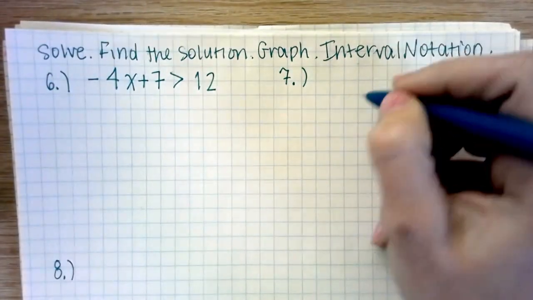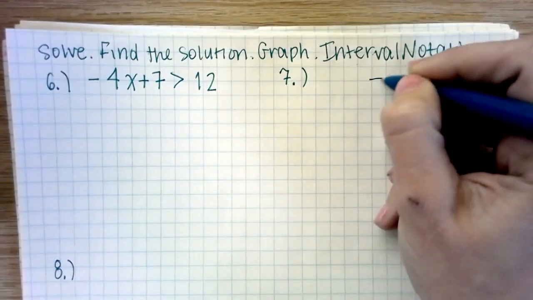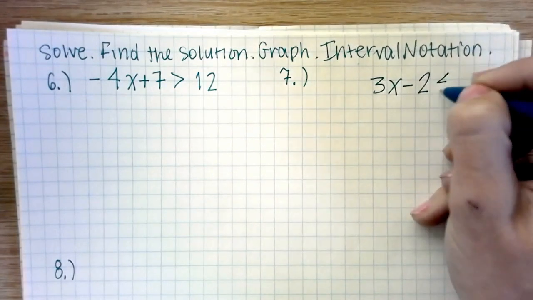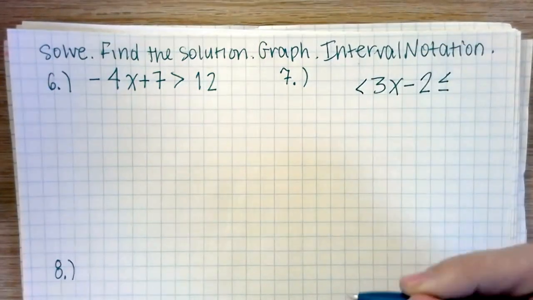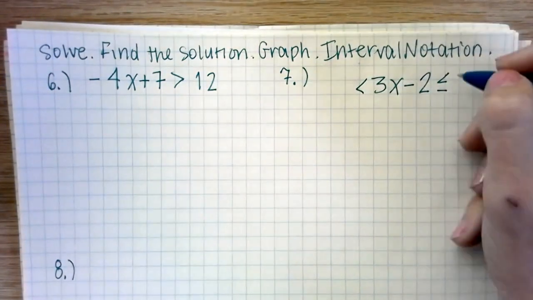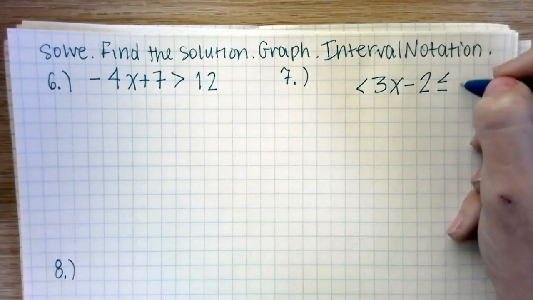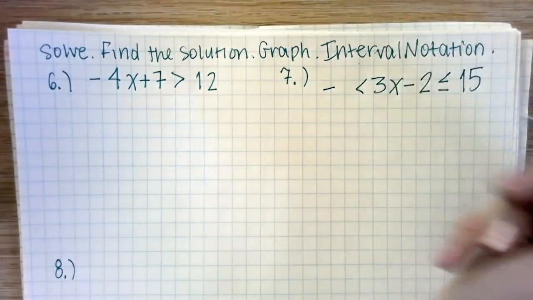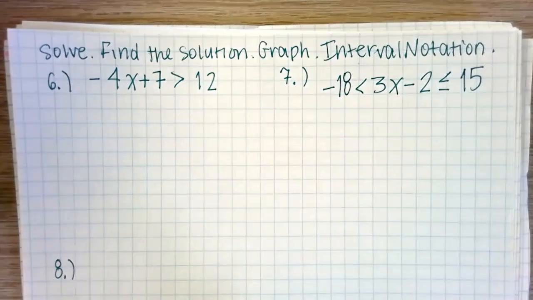Another kind I'm going to give you, probably a compound inequality. So I'll have something in the middle. Maybe I have 3x minus 2, and it's going to be less than or equal to a certain number, and then greater than a certain number, something like that. So let's say we'll put a 15 over here, and we're going to put a negative 18 over there, whatever, something along those lines.